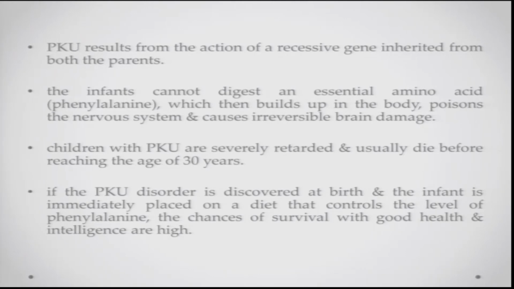If PKU is discovered at birth and the infant is immediately placed on a diet that controls the levels of phenylalanine, there are chances of survival with good health and also proper intelligence. So, this is one of the things that tests like amniocentesis can help us do. If you can figure out that this gene is missing, that there is a high chance of having phenylketonuria, doctors along with the parents can work out a regimen that will save the child from the harmful effects of PKU.